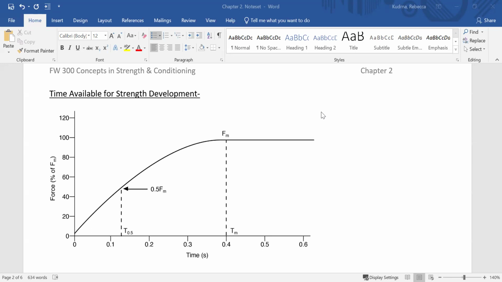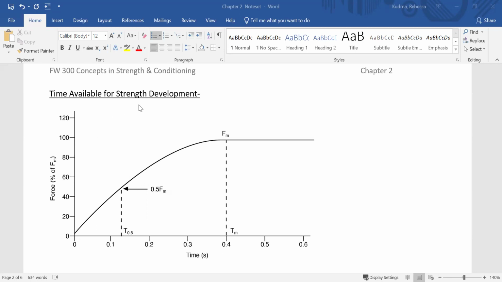So this topic is the idea of rate of force development. We briefly touched on this in 260, if you've already had 260, and that is that if we look at the force on the y-axis and time in seconds on the x-axis, from no contraction to maximal force development, it's going to take time. And then you can see here, the T 0.5 is how long it takes to get to half of your maximal force. So rate of force development is essentially looking at the slope of this line.